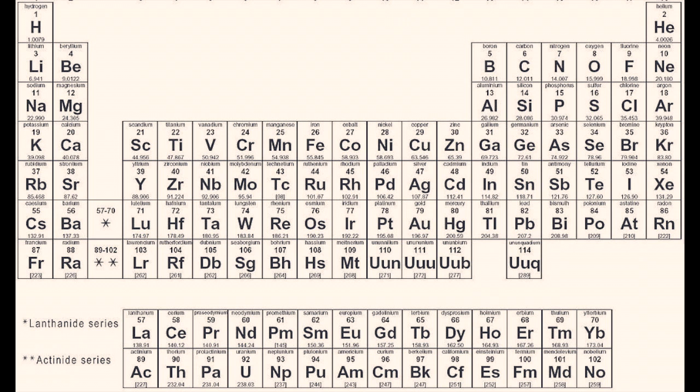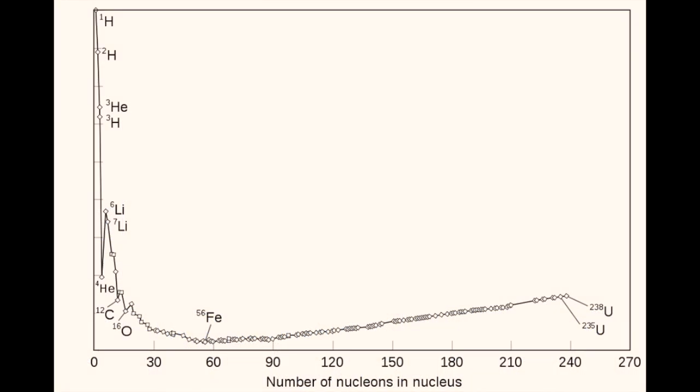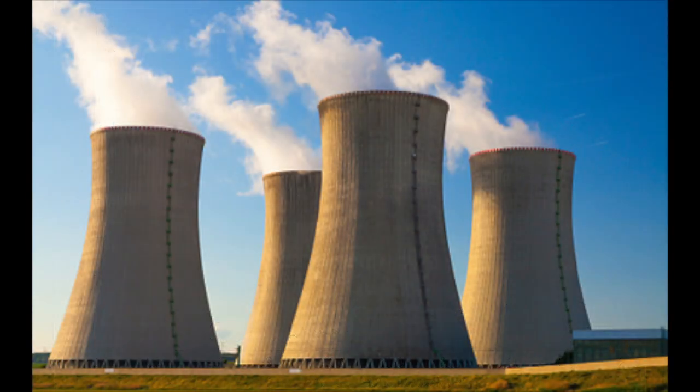Every element consists of particles. But what if I told you that each element's particles actually have different mass? It's true. This graph represents the change in mass for each element. We are actually using this in nuclear reactors.